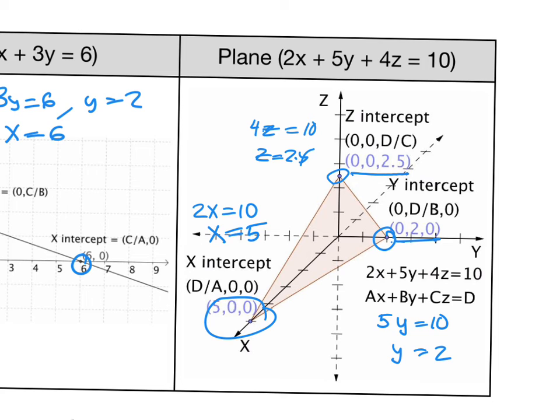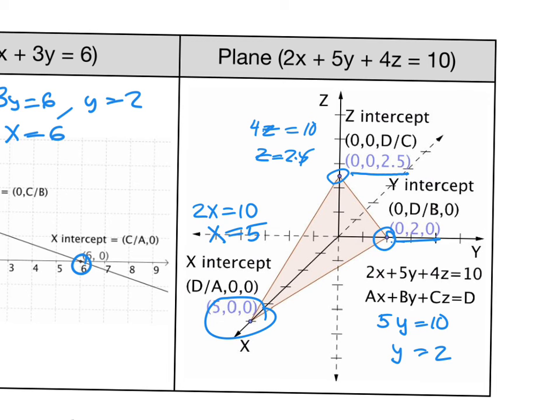So if we've got this three-dimensional Cartesian coordinate system, x, y, and z, we now can plot the places where the plane crosses those axes, just like we did over here. So we've got an x-intercept here, a y-intercept here, and a z-intercept here. And these represent places where the plane crosses the axes.